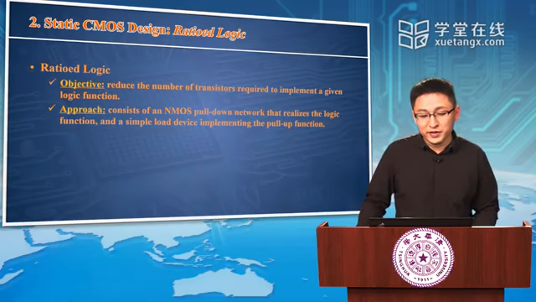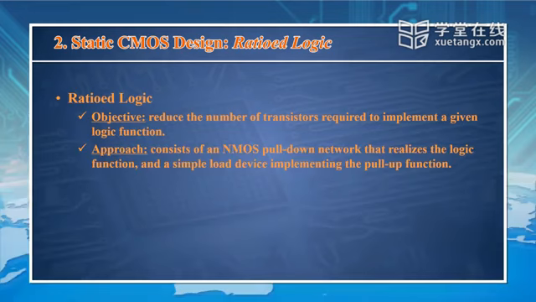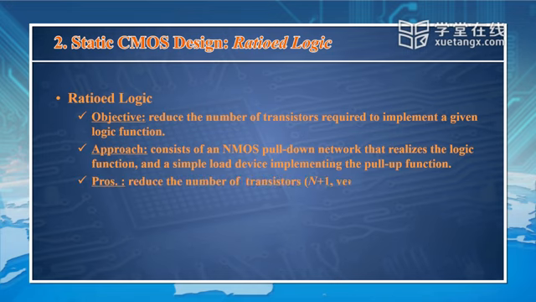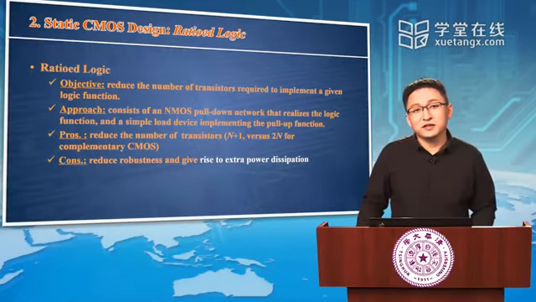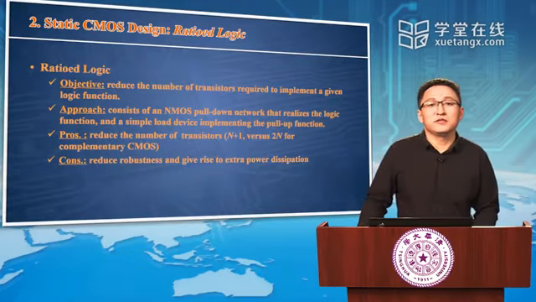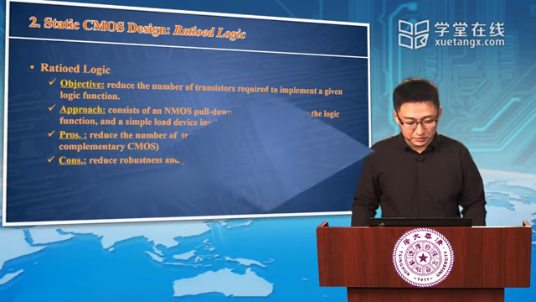In terms of complementary CMOS, we have n NMOS transistors in the pull-down network, and we have another n PMOS transistors in the pull-up network. Okay, so reduce the number of transistors from 2 times n to n plus 1. The bad thing is that it can reduce the robustness and give rise to extra power dissipation.